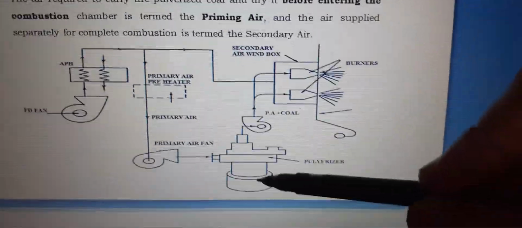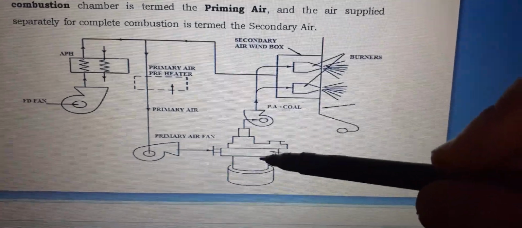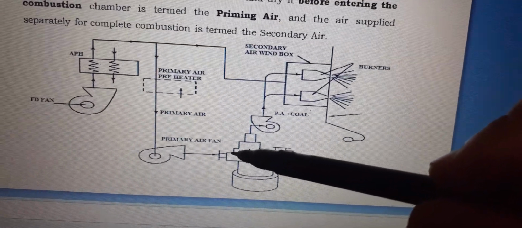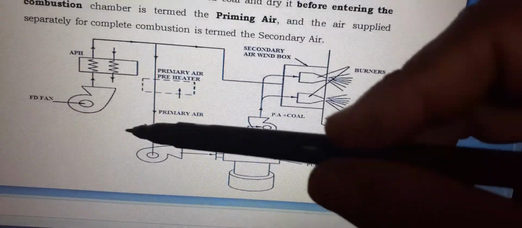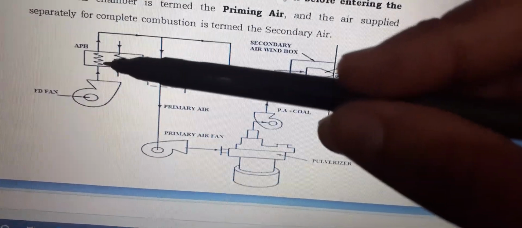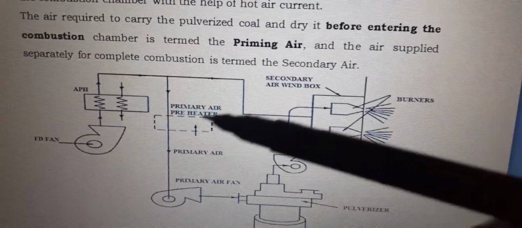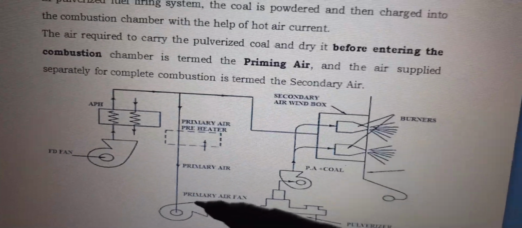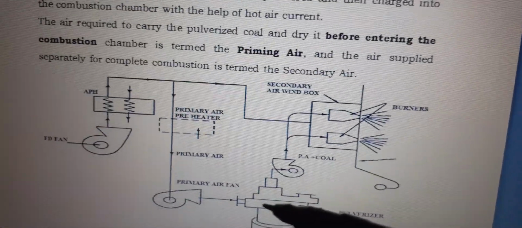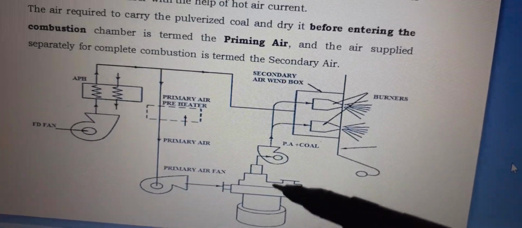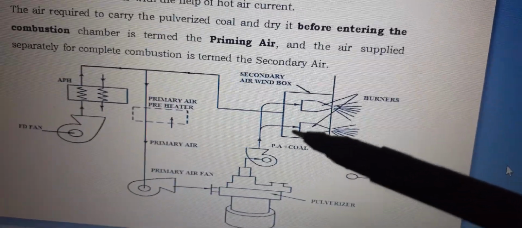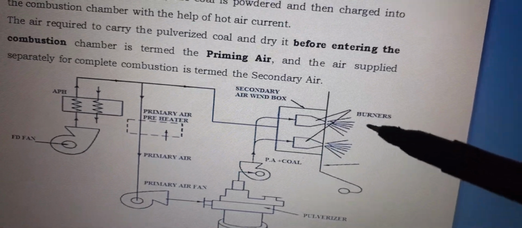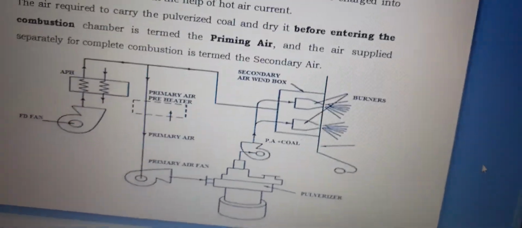You all can see here this pulverizer. This is a pulverizer. First of all, the fan, and here you all can see the primary air preheater is there, and primary air comes on that, and the primary air fan where the pulverizer is there, and thus the coal is passed to the secondary air wind box and the burner. This is the burner last.